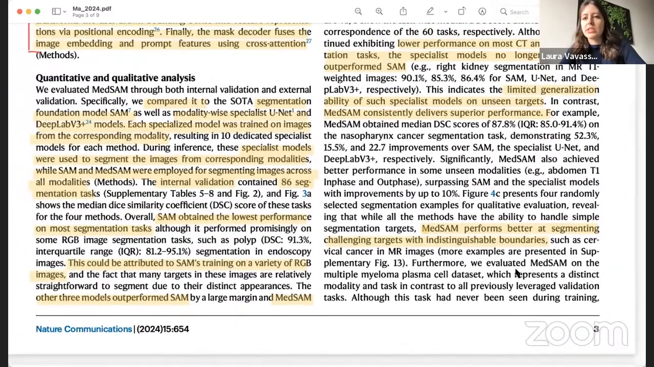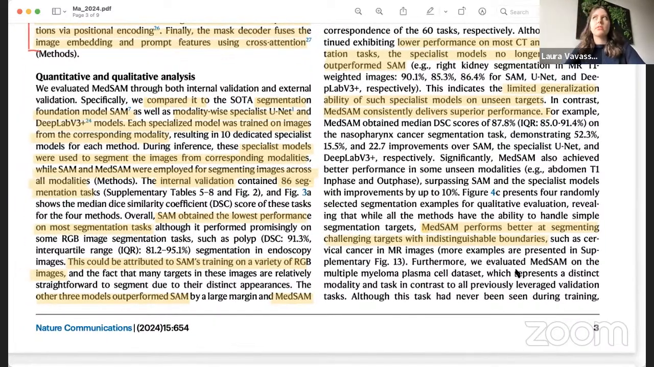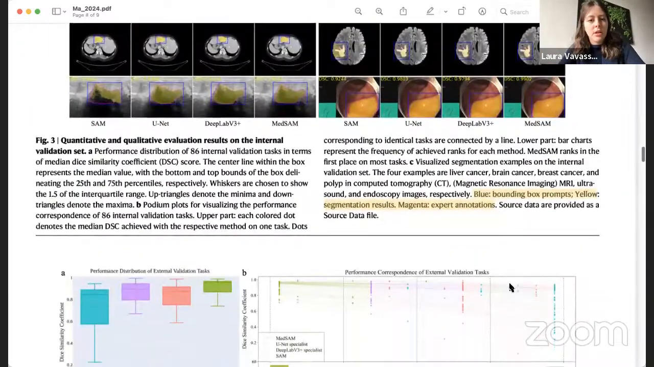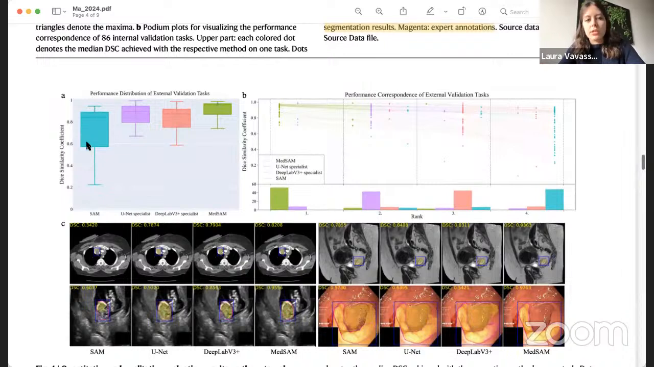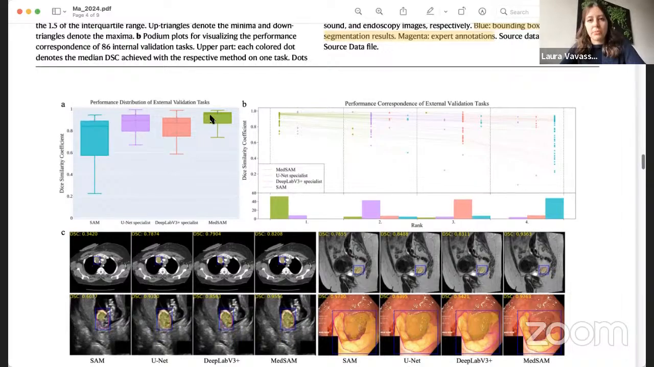And then for what concerns the external validation, they did basically the same, but they trained the model on the dataset and then they tested it on a totally different dataset with completely different tasks. So about that, there is more or less the same pattern. So some perform worse compared to the others. And then the two specialist models performed okay-ish, but worse compared to before. And then MedSAM performs better than them. The idea is that the specialist models, since they are specialists, are less able to generalize to new types of images that they have not been trained on. MedSAM is not performing that bad.